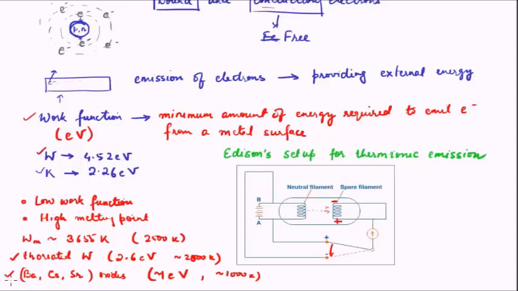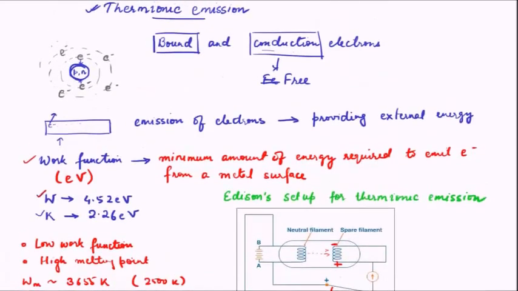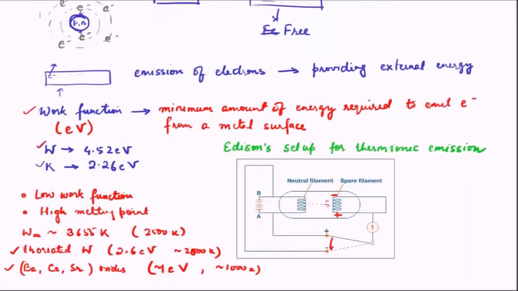Okay, so this brings an end to today's discussion. What we saw today is we started with the concept of bound and conduction electrons. We saw what is work function, and then we saw Edison's setup where we saw how electrons are emitted by a heated filament. An important note here is that this battery creates a potential difference, but it's the potential difference at the filament leading to the heating of the filament to high temperature that is leading to electron emission, hence thermionic emission. It's the temperature of the heated filament.